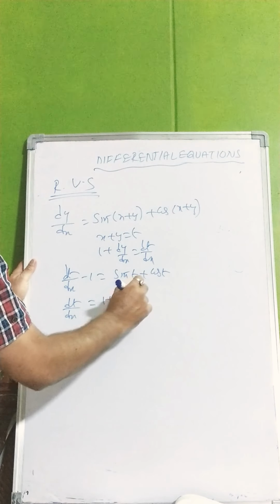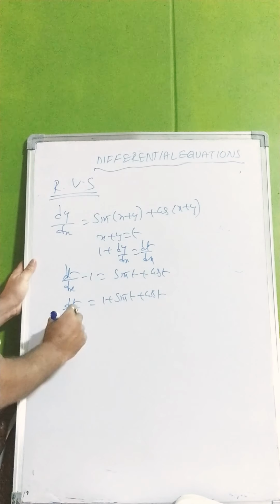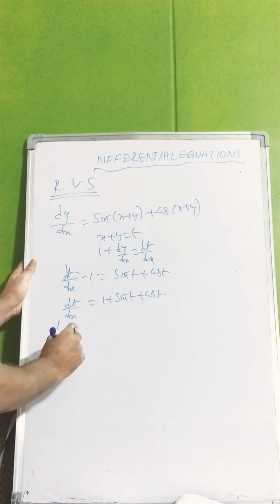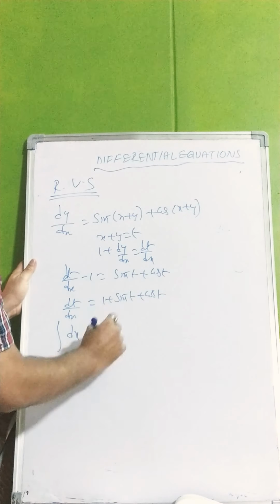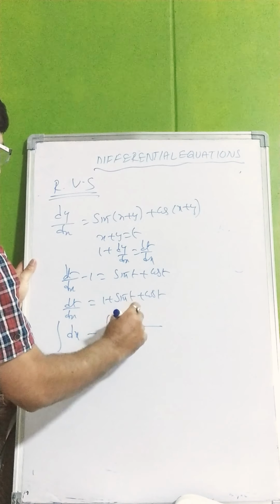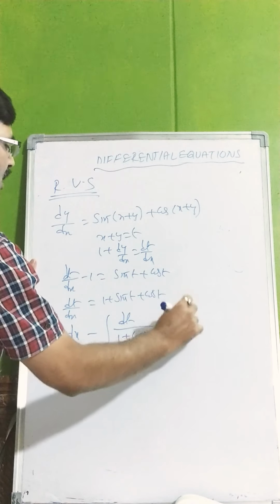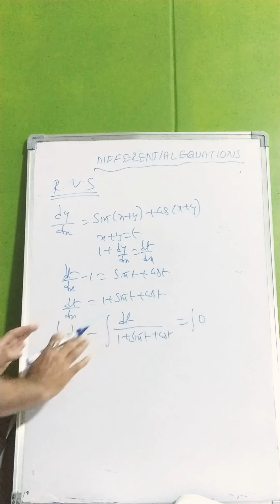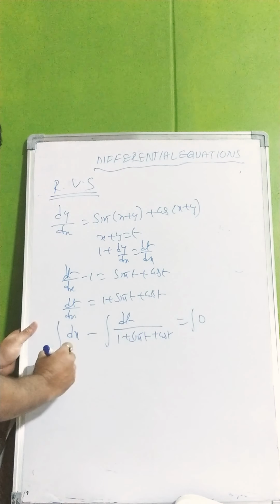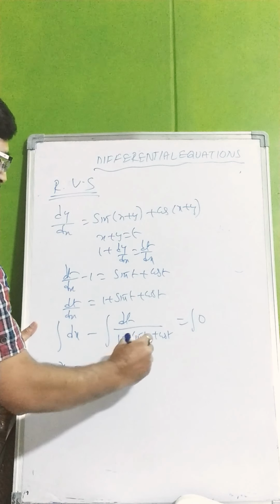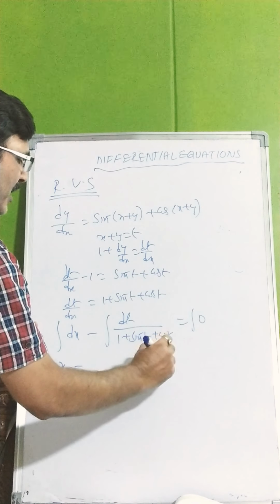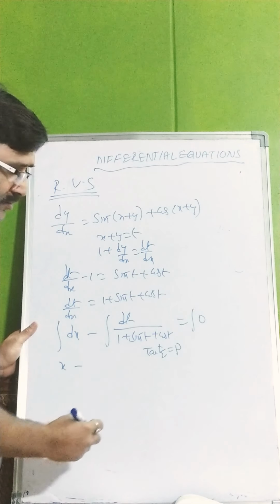Yes, you see here, we got it finally. So the integral of dx, minus the integral of dt by 1 plus sin t plus cos t, is equal to 0. After rearranging I got it here. Now this is x, no need to worry. Whereas in this case, tan t by 2, you have to take as some p.